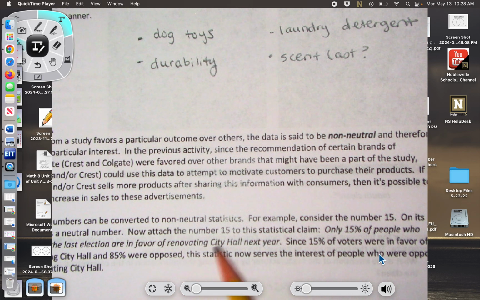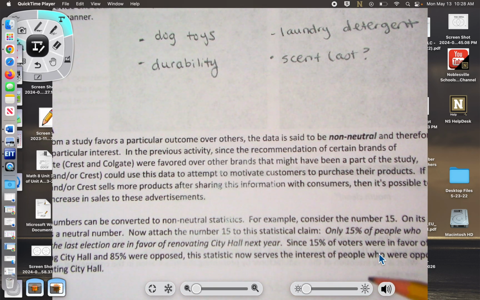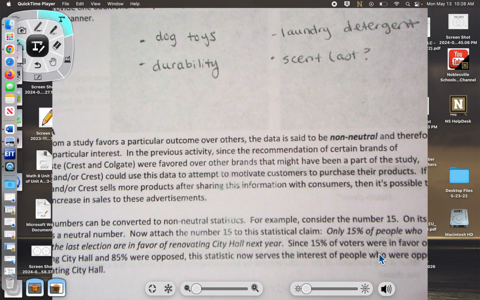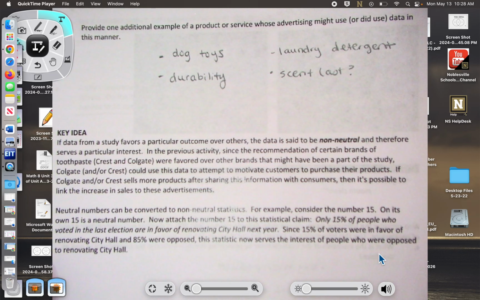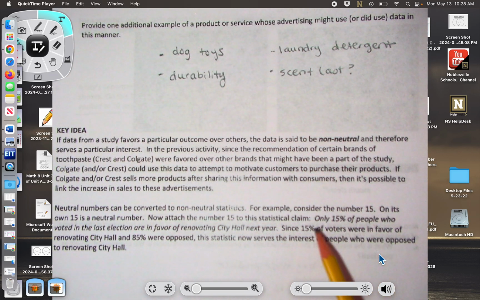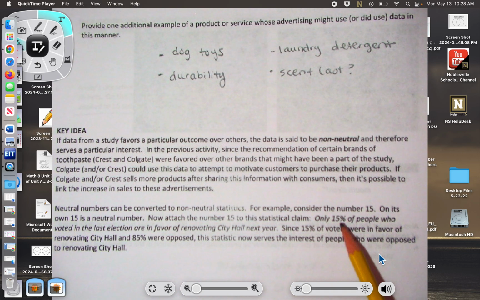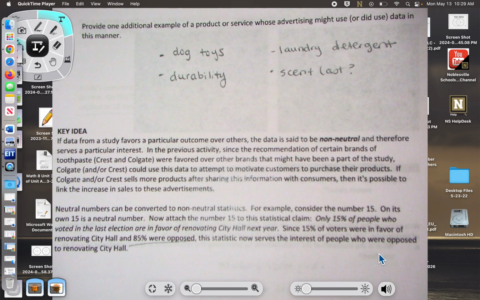Now attach the number 15 to a statistical claim. Only 15% of people who voted in the last election are in favor of renovating City Hall. Since 15% of voters were in favor, 85 were opposed. This statistic now serves the interest of people who were opposed, right? So you can take the inverse of something and turn it into a claim saying, well, 15% were interested, so that must mean that 85 were not. If you're somebody who's not interested in something, now all of a sudden it's non-neutral, right?